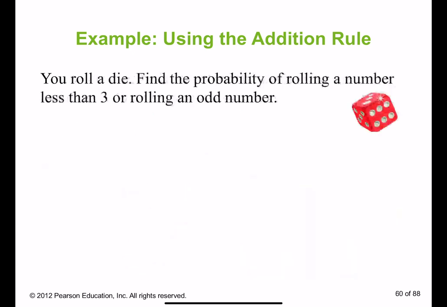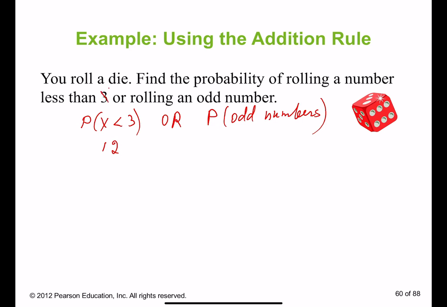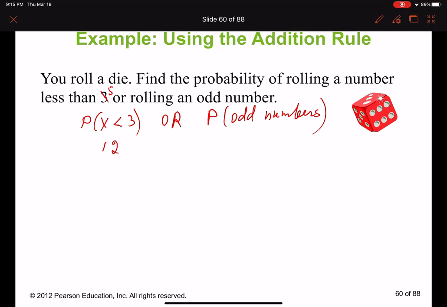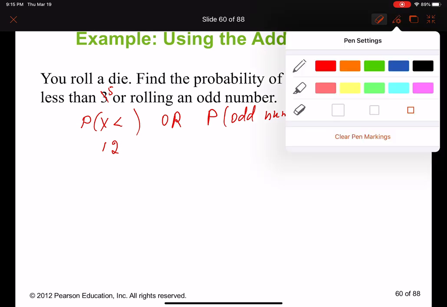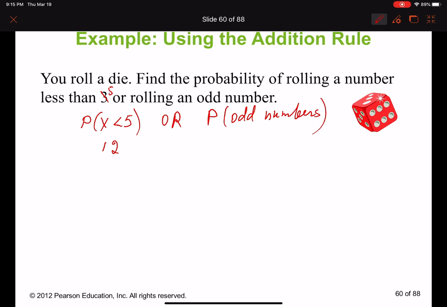Next, find the probability of rolling a number x that is less than 3, or rolling an odd number. Okay, what are the numbers that, if you roll a die, will be less than 3? It's going to be 1 and 2, right? Let me make a little change here. Instead of less than 3, I'm going to put less than 5. I'm going to change the conditions a little bit. I want to make it more interesting. Less than 5: it's going to be 1, 2, 3, 4. 5 is not included because the equal sign is missing.